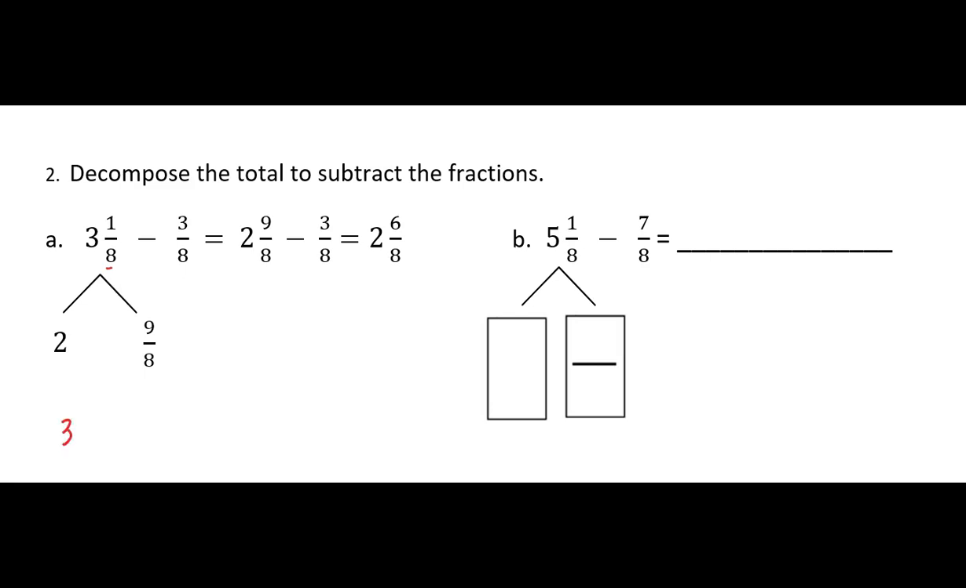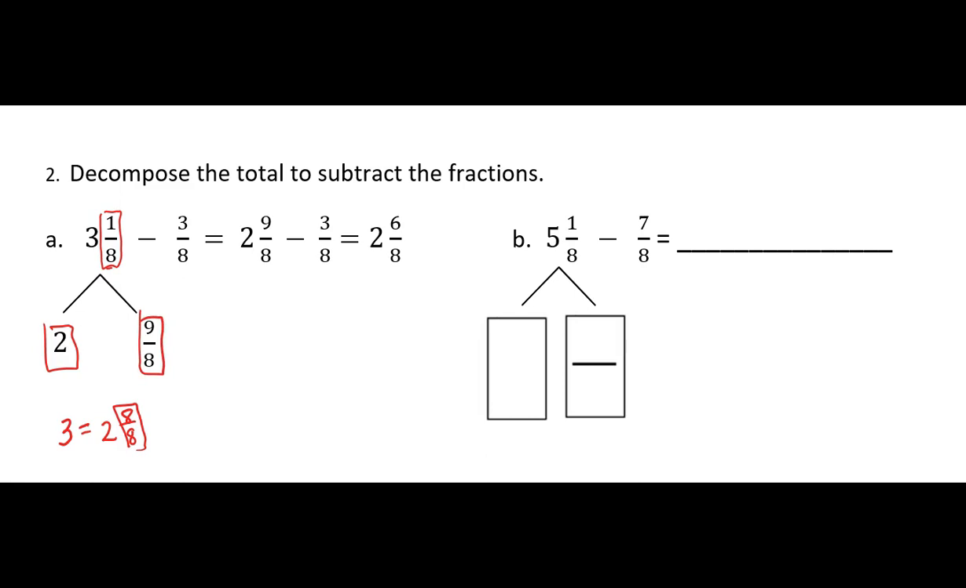3 wholes could also be thought of as 2 and 8/8, because that 8/8 is the same as 1 whole. So that's how I'm going to decompose 3 1/8. I'm going to break it into 2 wholes, and then I'll take that 8/8 and combine it with the 1/8 that I started with to get 9/8. This will allow me to do the subtraction.